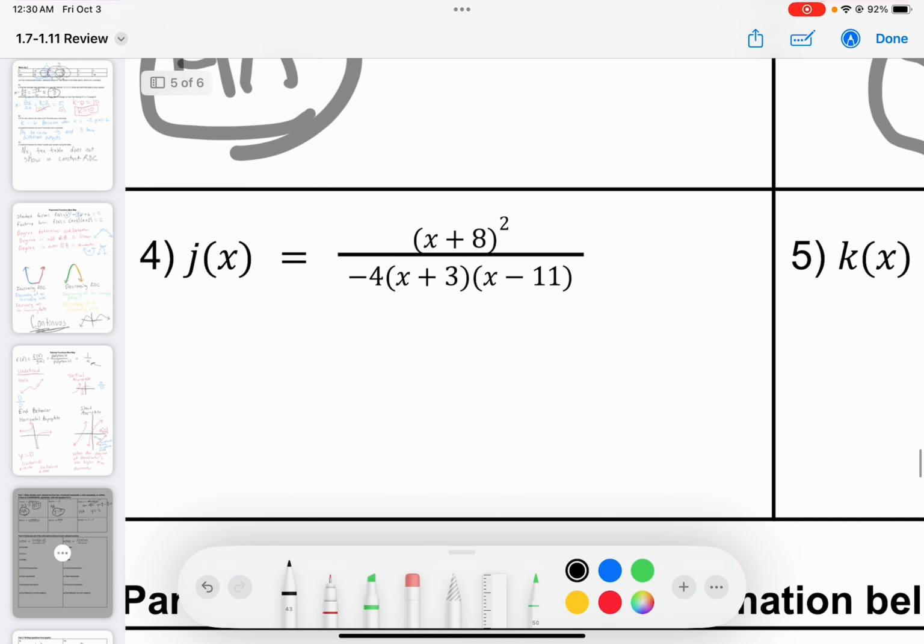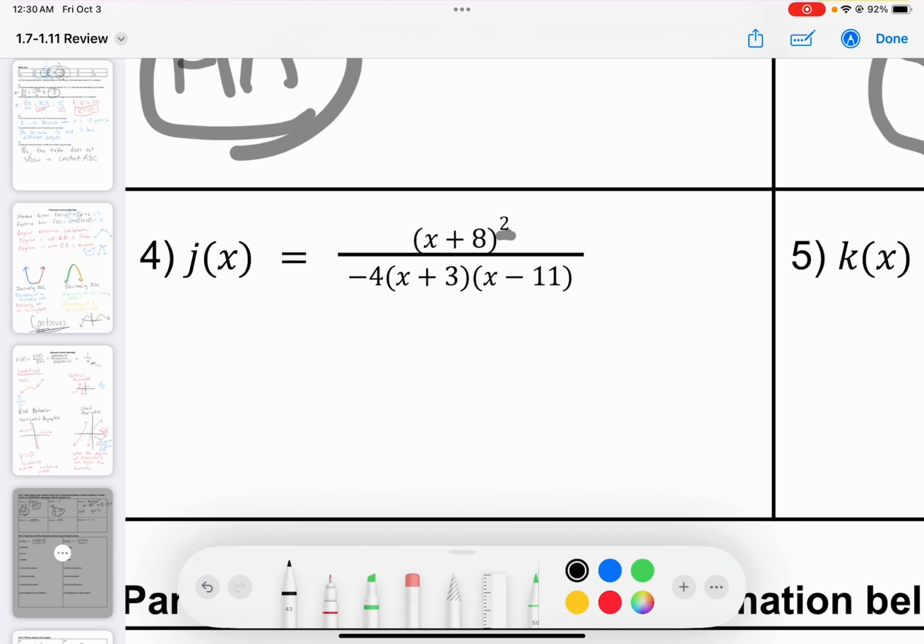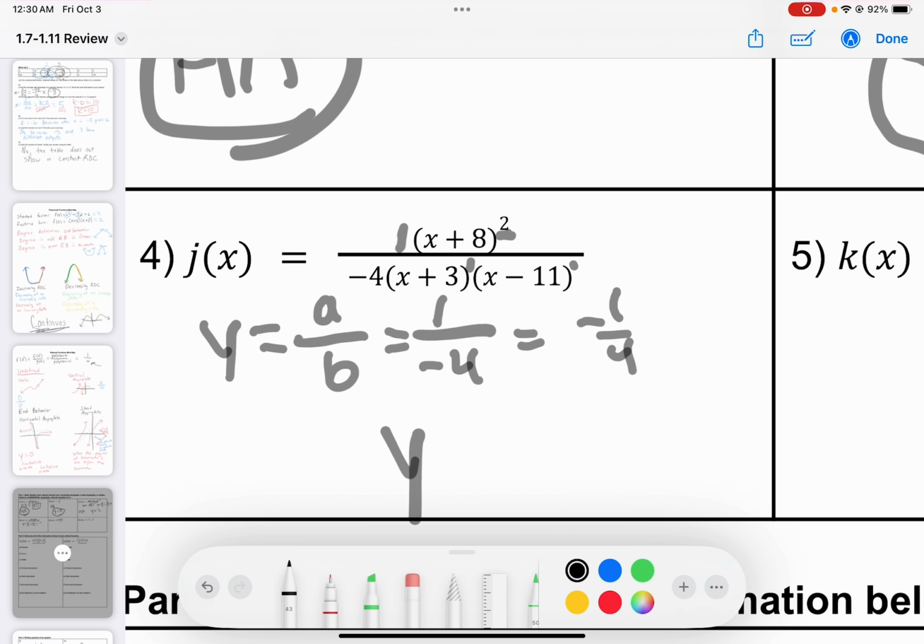All right, let's head down here. Again, let's look at the degree of these polynomials. What is this? The degree here is 2. The degree here, 1 here, 1 here. Oh, that's also 2. So it's going to be a horizontal asymptote at y equals a over b. Well, I have a 1 here. It's invisible. Over -4, we get -1/4. So we have a horizontal asymptote at -1/4.